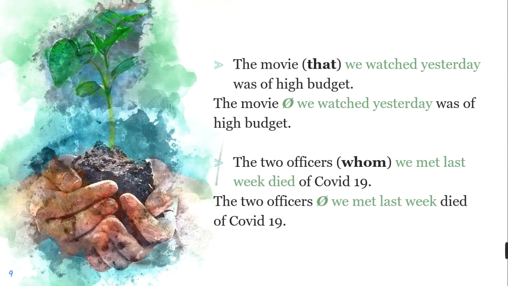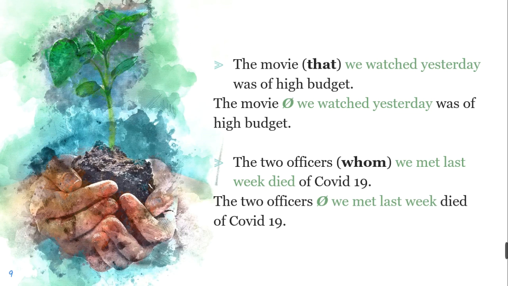The last one is zero relative. What is zero relative? Let's see from the example. The movie we watched yesterday was of high budget. So the relative pronoun in the bracket can be omitted or deleted, and it is also indicated by this symbol, or we can just leave it without any mark. So the movie we watched yesterday was of high budget. Here the pronoun that is deleted.